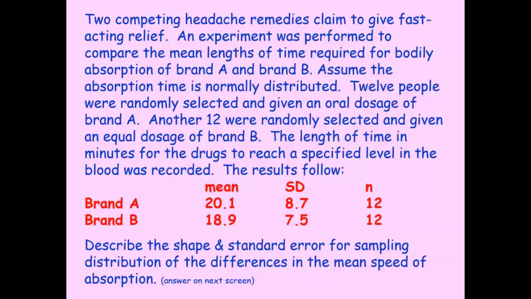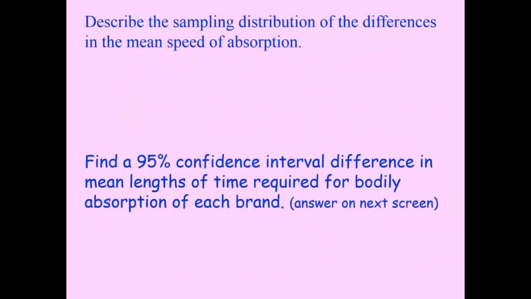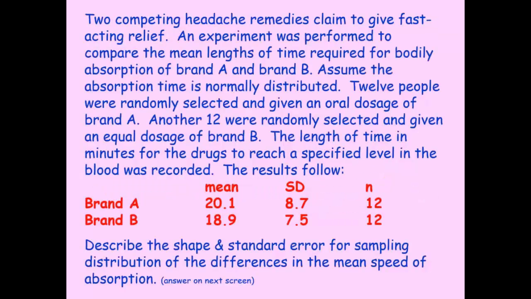Okay, we're going to start with looking at the shape and standard error for the sampling distribution of the mean speed of absorption. For starters, when we look at the sampling distribution, let me back up a second. In the problem, it actually told us that the samples were normally distributed, which means if the population is normal, then the samples themselves have to be normal. So we know we're dealing with a normal distribution.